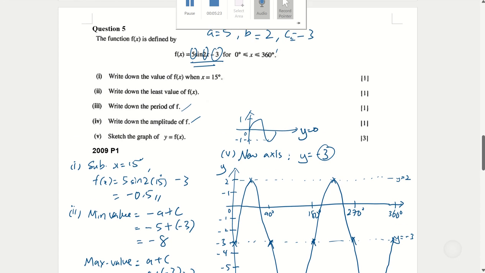So now, food for thought. What will happen if I change to 5 cosine 2x minus 3? How would the graph change? You need to think about this. What would change if I change the function to y equals 5 cos 2x minus 3?